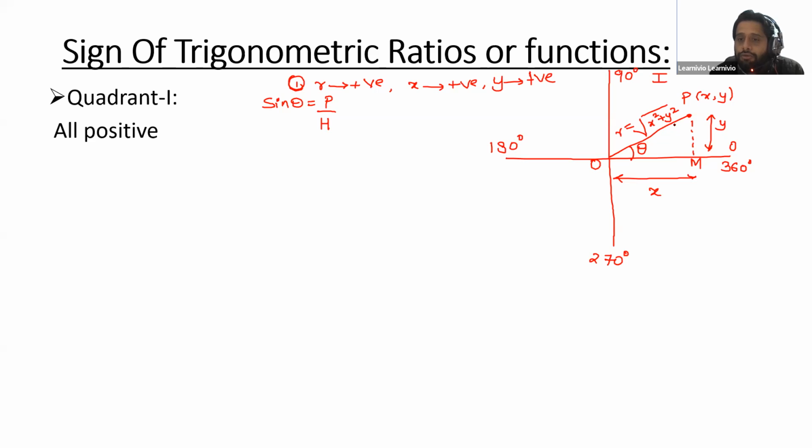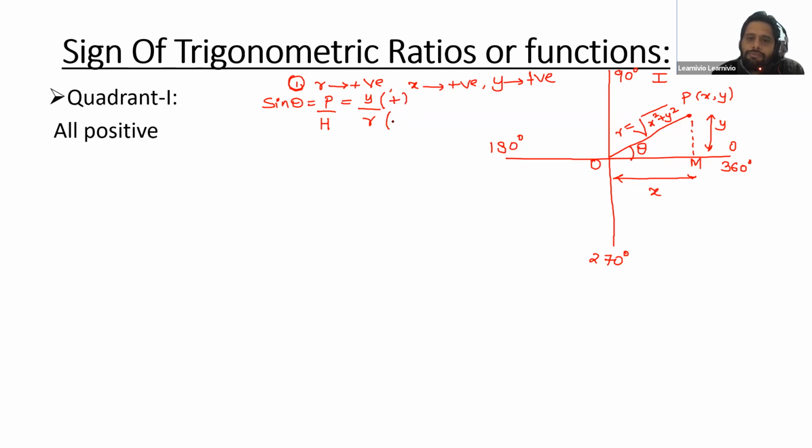Yusra, what's a perpendicular? We have this triangle POM. In this triangle, what is the perpendicular? Y. Perfect. And what is the hypotenuse? R. Perfect. Now, Yusra, can you tell me if this Y is positive or negative in the first quadrant? Very good. This is positive.